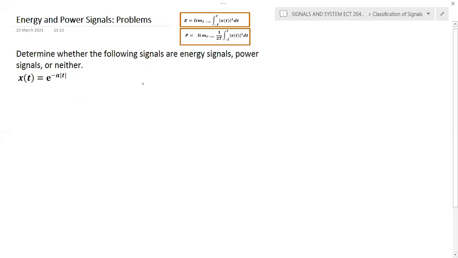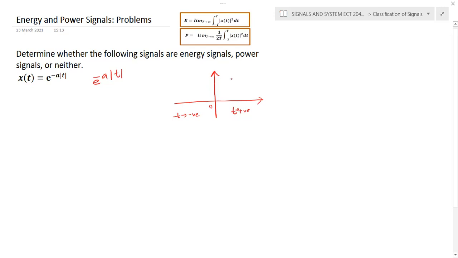Now we'll discuss another question. It's again a typical question. If you look at this particular question, the given exponent is not simply t, it's a modulus of t. So e raised to minus a, and the t is given inside the modulus. So when you get such a question, you need to consider the signal in a graphical way. Here the t is positive in this particular region, and here t is negative, and the function takes different values when t is positive and when t is negative.